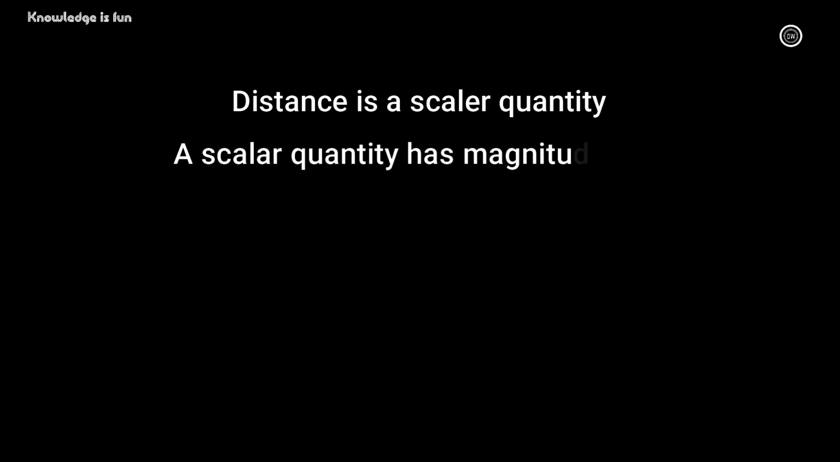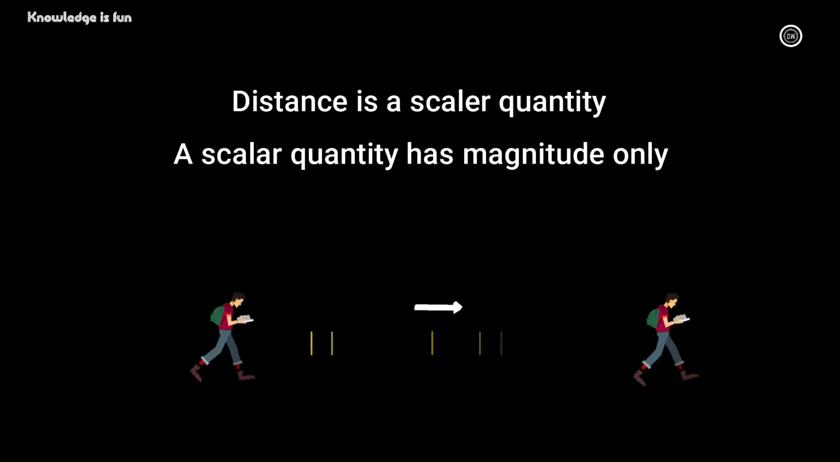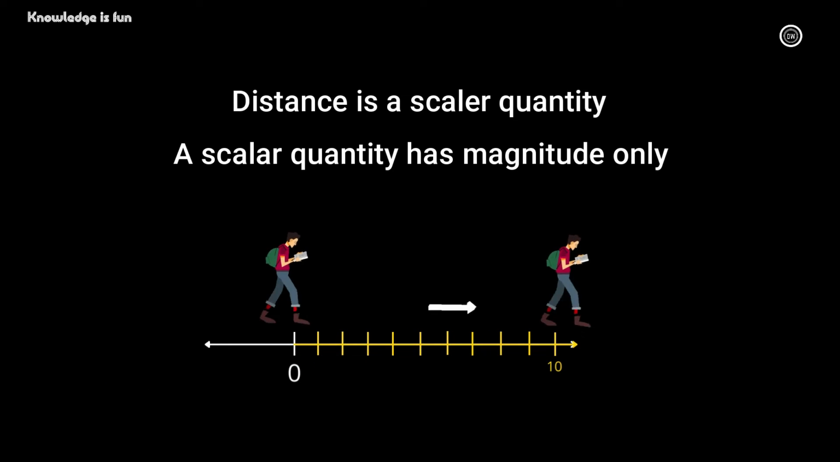Let's continue. Distance is a scalar quantity. Now, what is a scalar quantity? A scalar quantity is a quantity that has only magnitude. Do not forget, magnitude is how far something travels. Okay, how far the boy has traveled. So just the magnitude. So in this case, 10 meters is the magnitude.